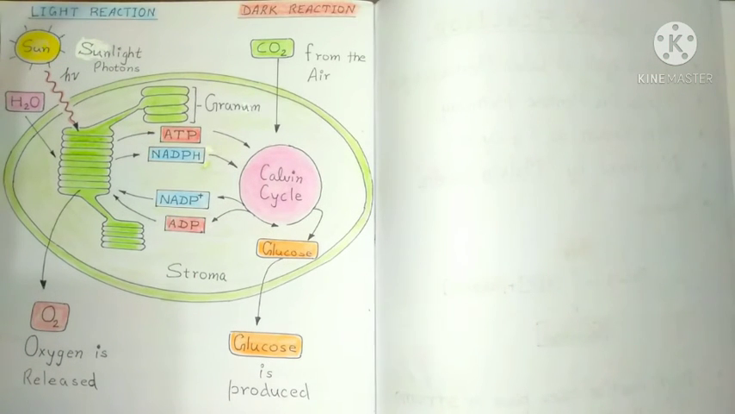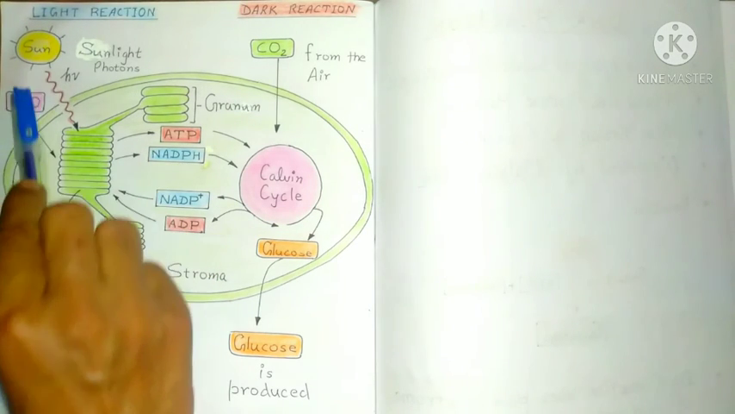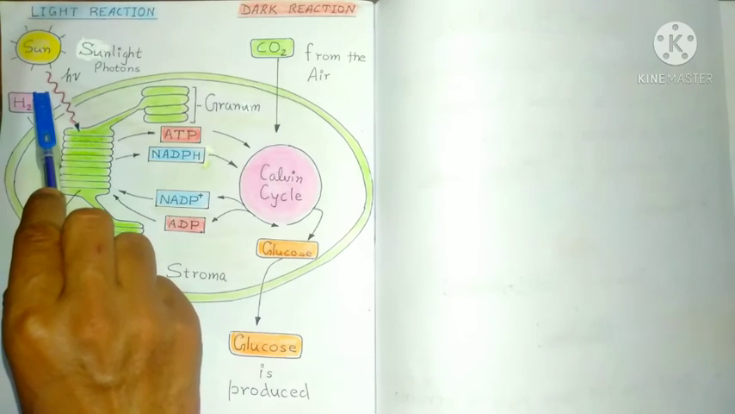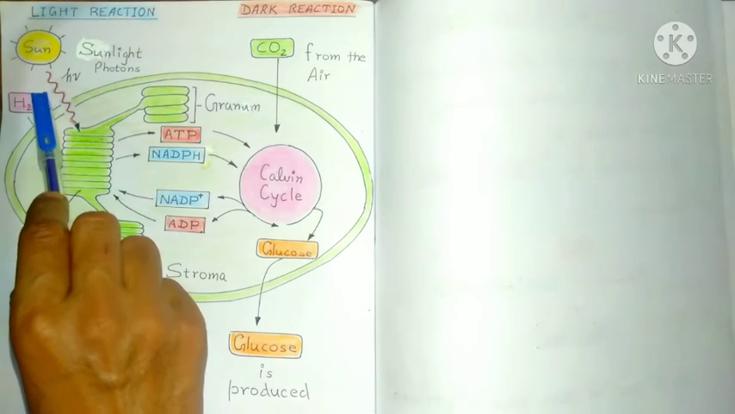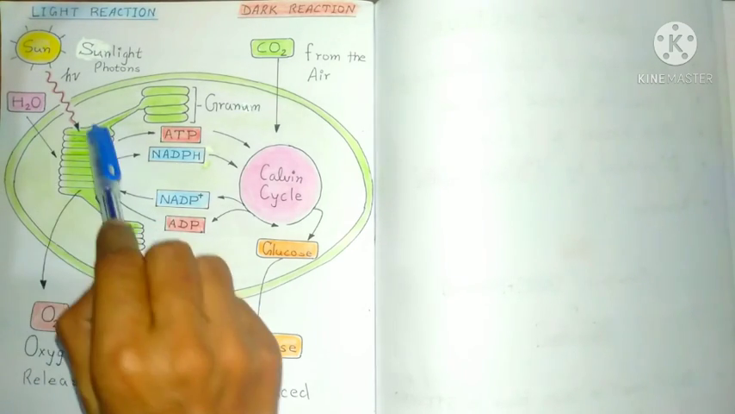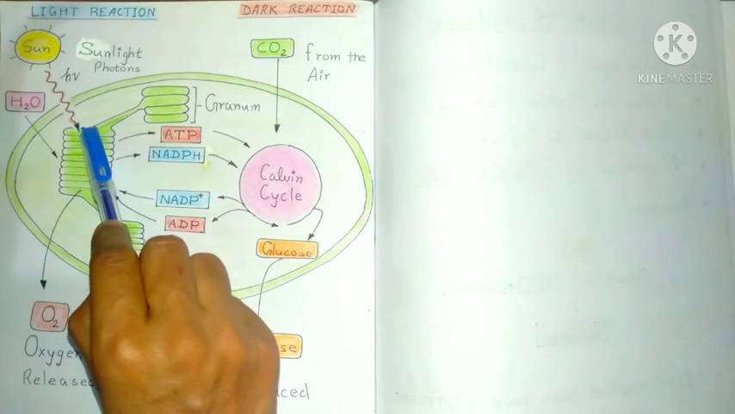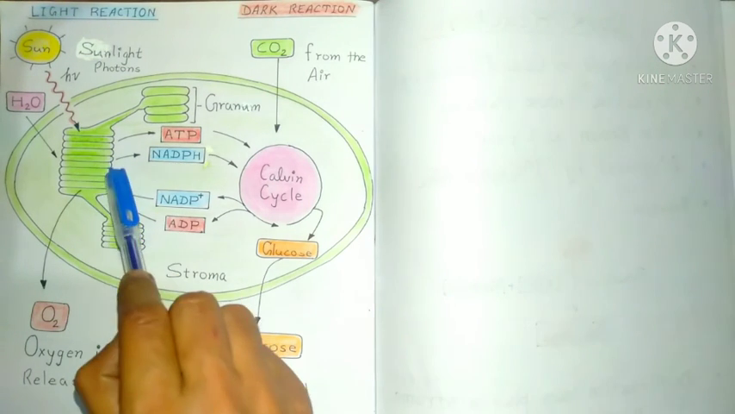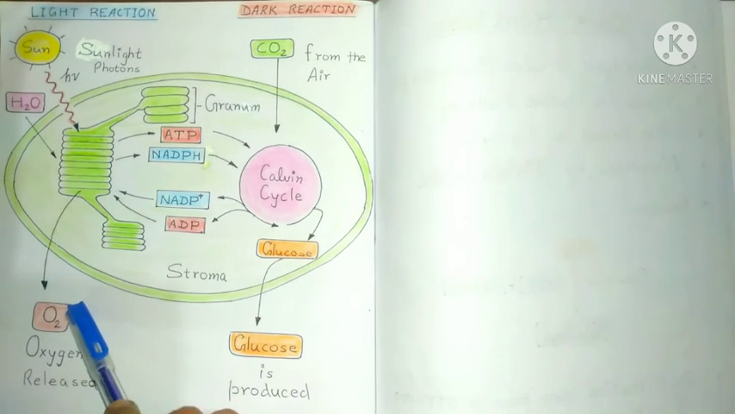Friends, let us now summarize the reaction of photosynthesis. As you all know, the reaction of photosynthesis is divided into two separate reactions, that is light reaction and dark reaction. Let us first see what this light reaction is. In this light reaction, the water molecule is split or broken down into protons and oxygen within the thylakoid membrane, and finally the oxygen is released into the atmosphere.